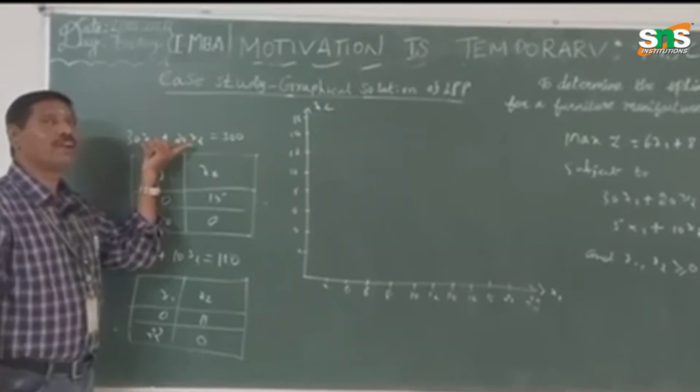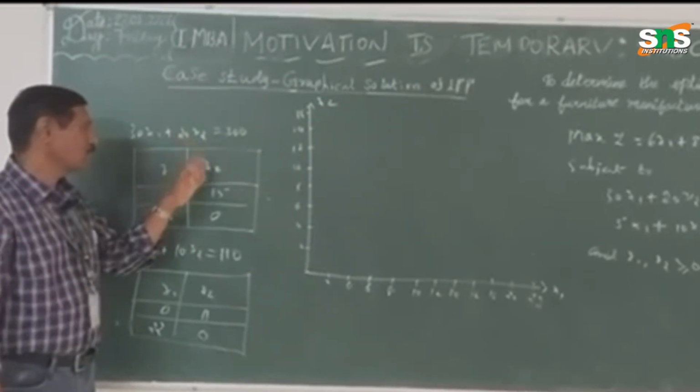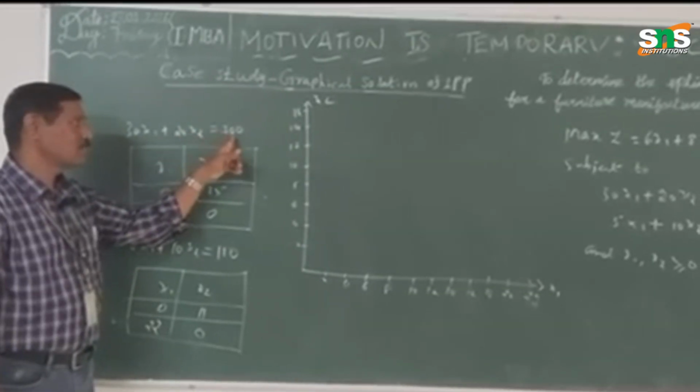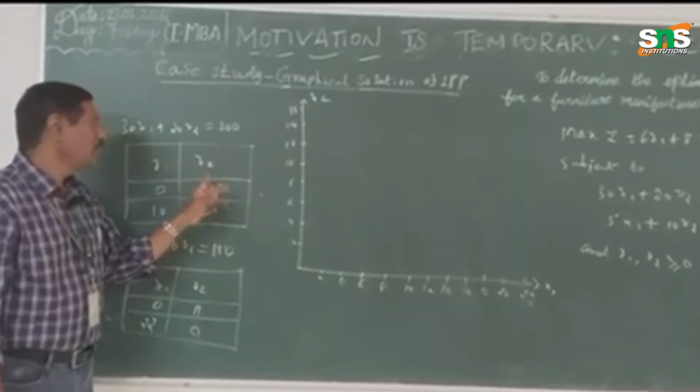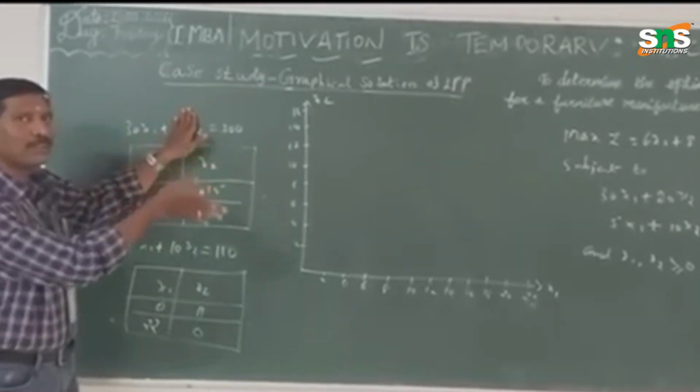So what is the value of x1 and x2? If x1 is 0, x2 becomes 50. That is 20 x2 is equal to 300. Therefore x2 is equal to 300 by 20. Therefore it is 15.